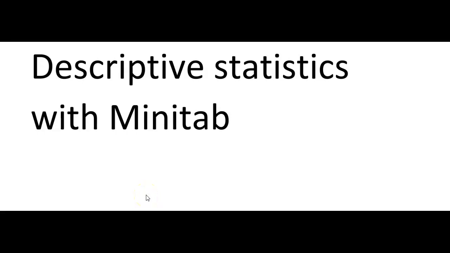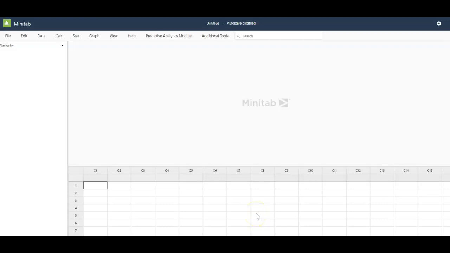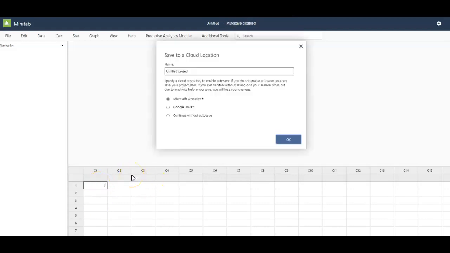Hello everyone, this is a video on how to compute descriptive statistics with Minitab. So I'm going to start with a small data set, and it works for a small data set or a big data set. So we're going to type in a few numbers in the Minitab.